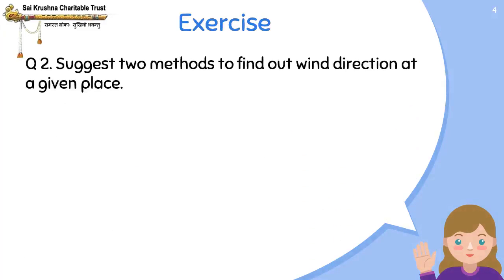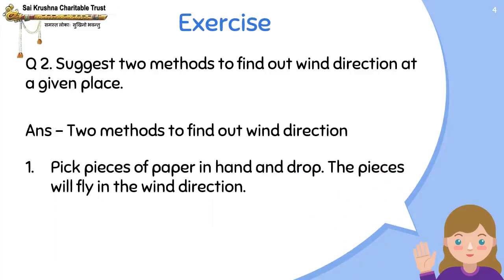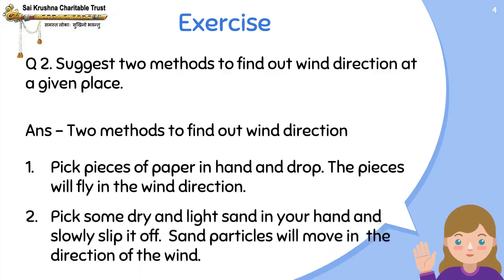Question number 2. Suggest two methods to find out wind direction at a given place. So two methods can be, the first one is take a piece of paper and just tear and make a lot of pieces from that single paper. Now those pieces of paper, if you drop from a height from your hands, the pieces would fly in the direction of the wind. So in whatever direction these pieces of paper fly, we know that is the wind direction.